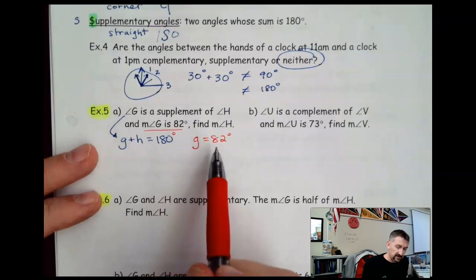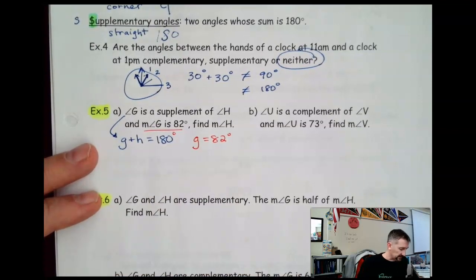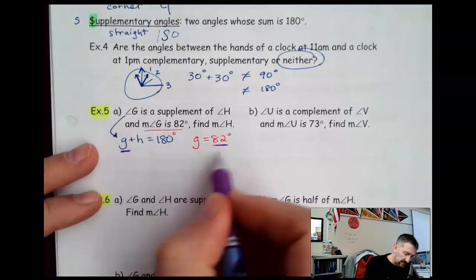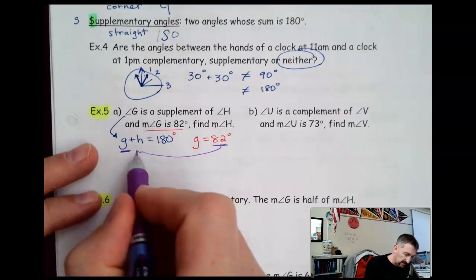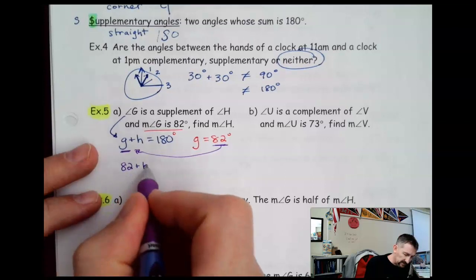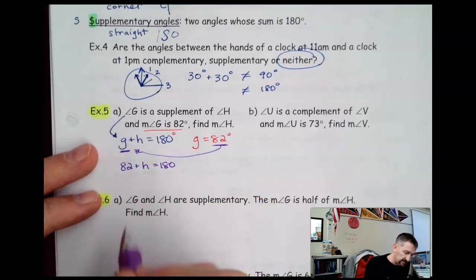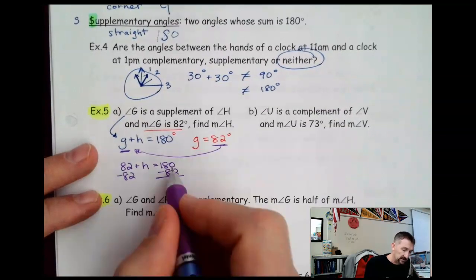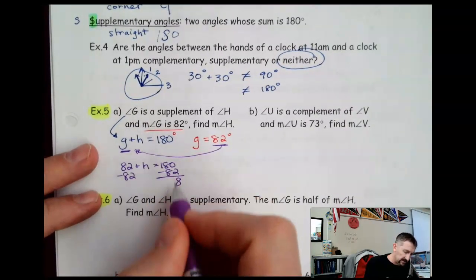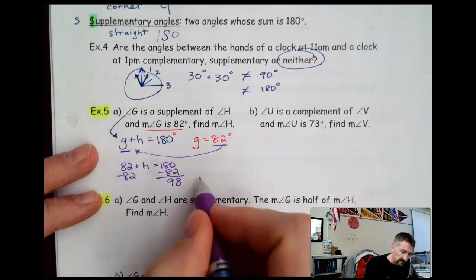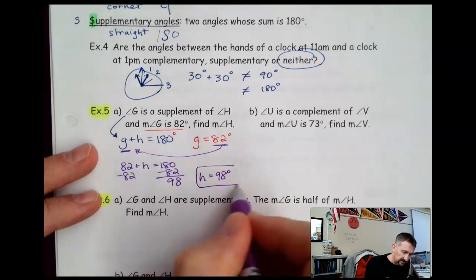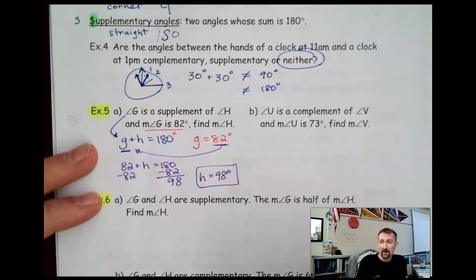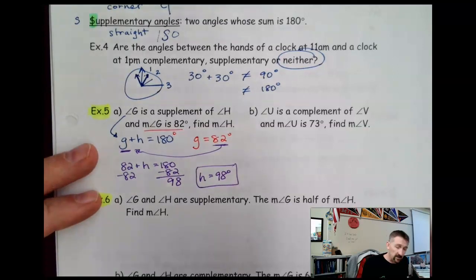So now this is called a system of equations. We have 2 equations and we can substitute. So we can replace G with this 82 right here. So it's going to be 82 plus H equals 180. So if we subtract 82 from both sides, it's going to be 98. So H is going to be 98 degrees. Okay? So again, really good place to pause and try this yourself.